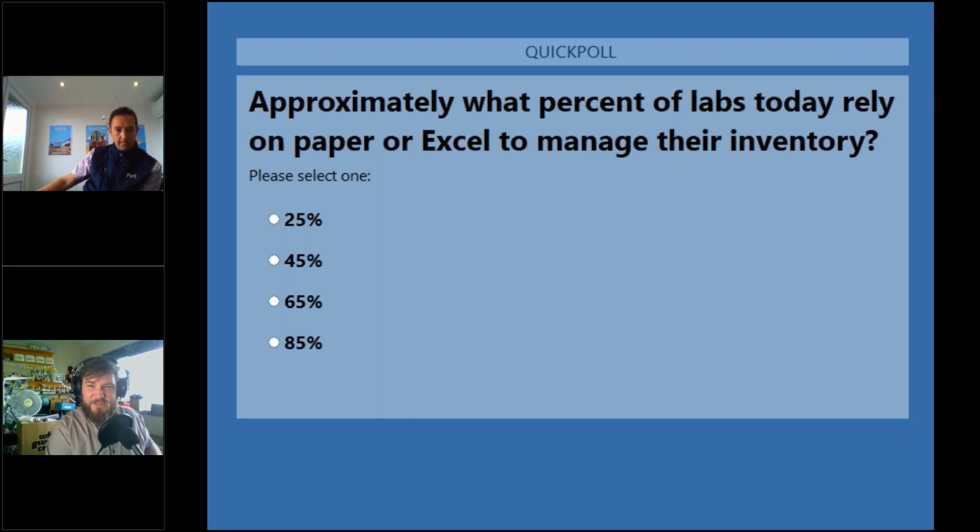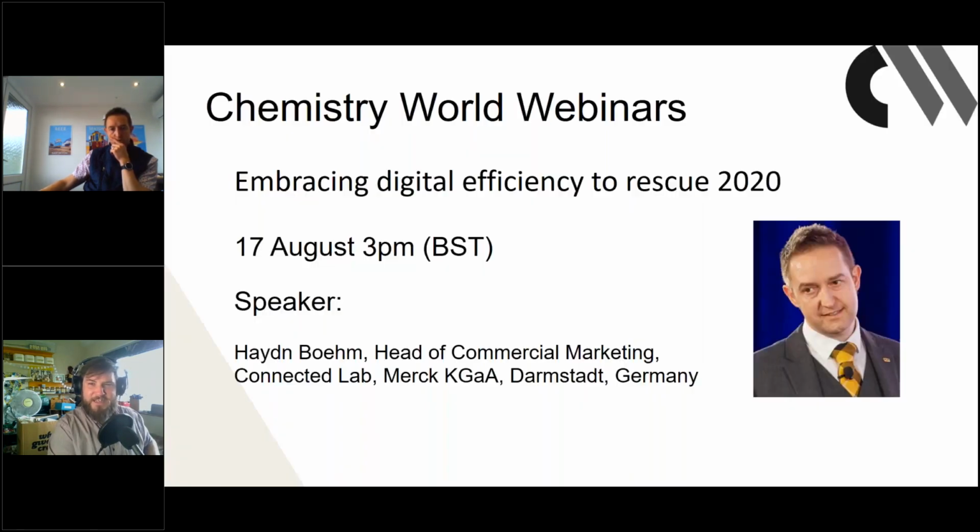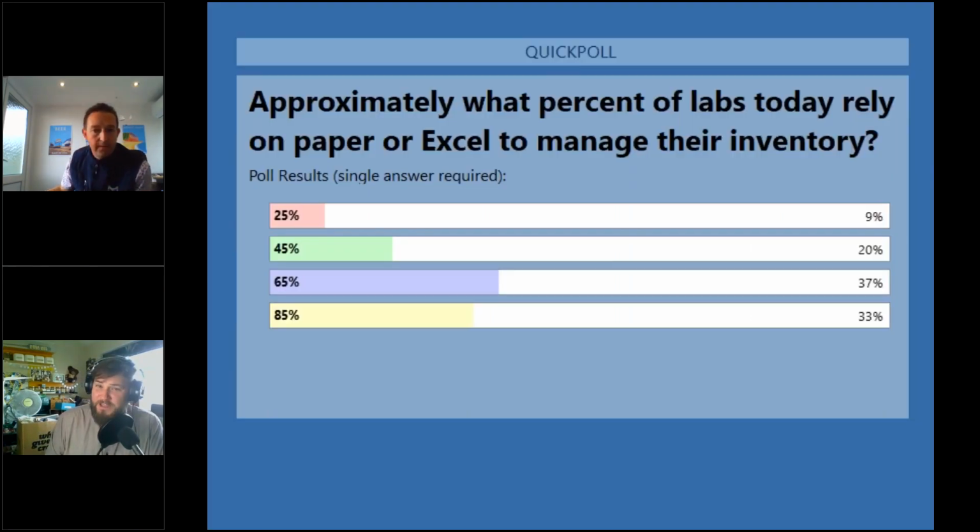Right, let's just let the last few people vote, and then we'll be able to close that down. Let's just give it a couple more, and that'll probably do. Let's close it down and let's see what people thought. Most people, that's a more even spread than I expected. Actually, nobody or very few people think it's just a quarter of all labs, but then between 45, 60 and 85%, it's all fairly even. 65% has it by a nose. So Haydn, what's the real answer? What percentage of labs rely on paper or Excel to manage their inventory?